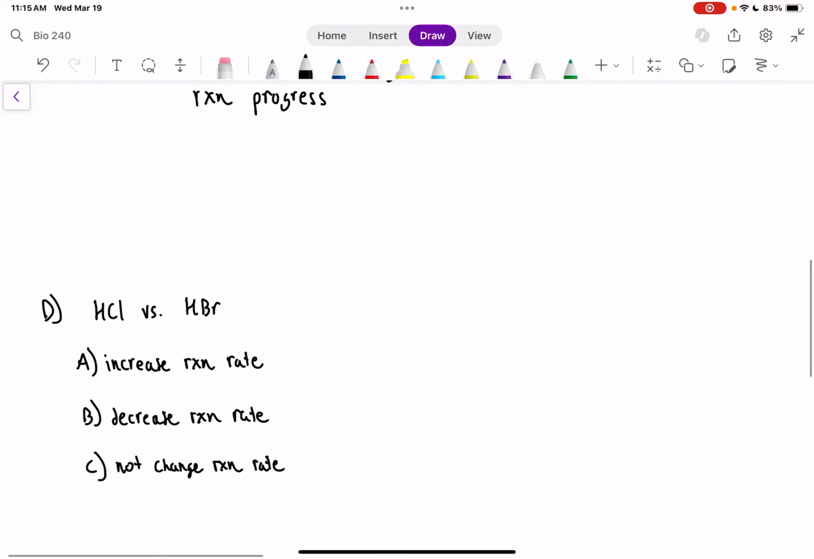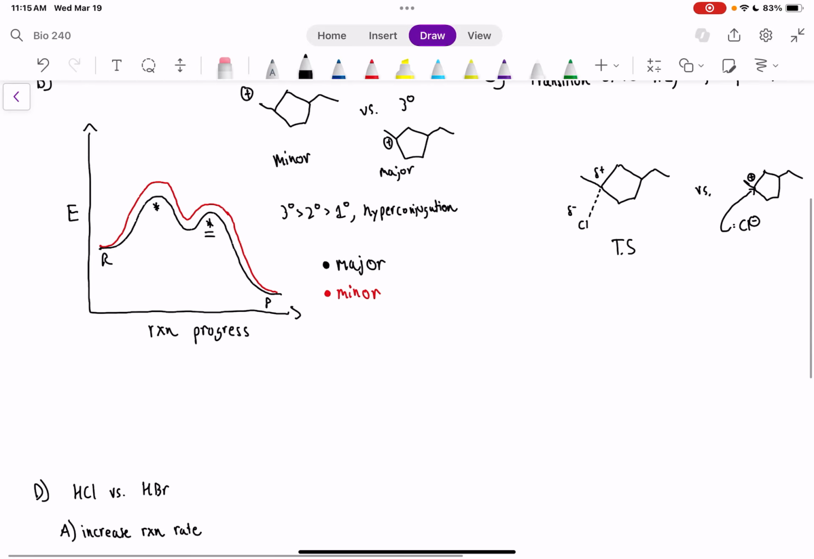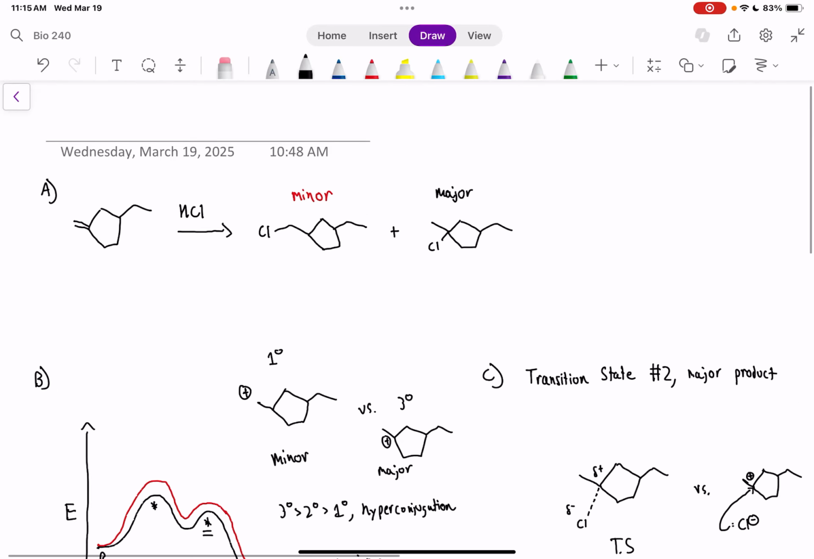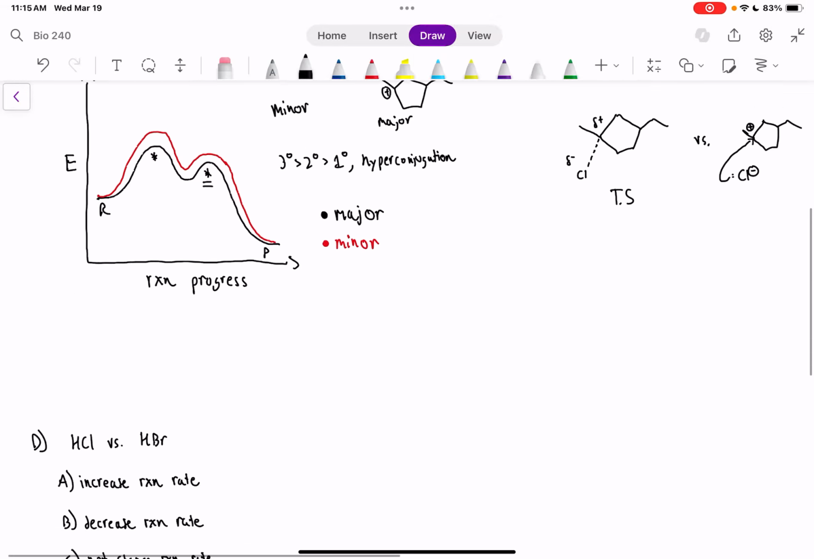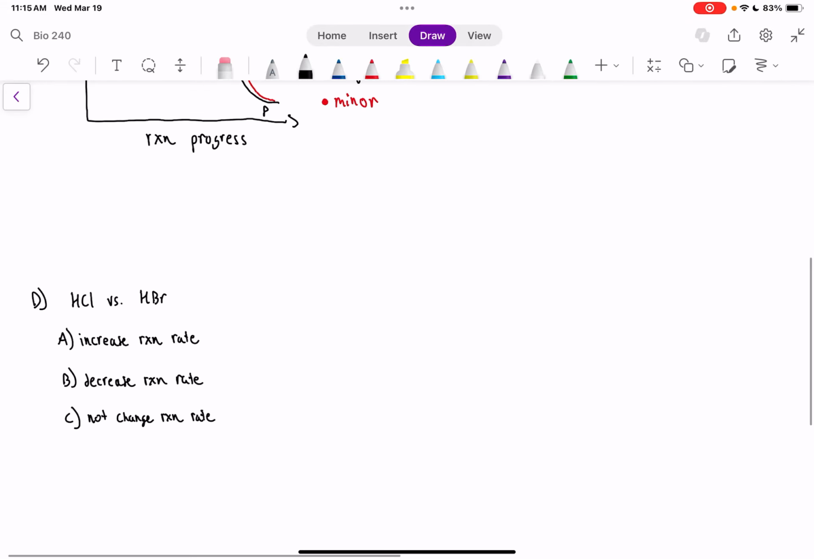And lastly, in part D, we talk about HCl versus HBr in terms of the reaction rate. So going back up to the reaction, let's take the same alkene and react it with HBr instead. Would that be faster, slower, or not change the rate? Well, since the alkene stays the same in both reactions, we know that that is not influencing this reaction rate. So we have to look at the differences between HCl and HBr.